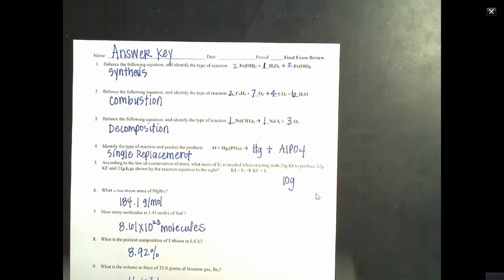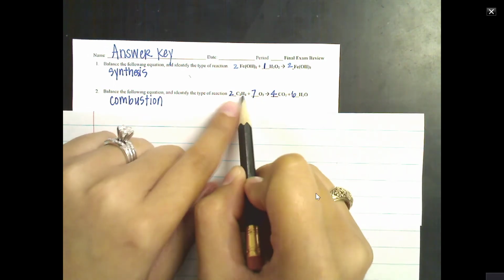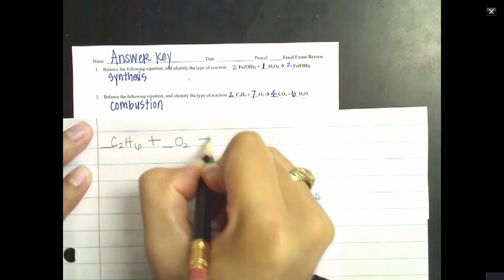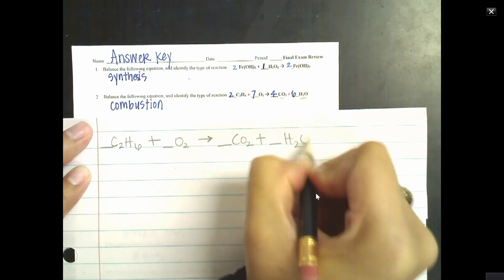Number 2. I called this a combustion reaction. That's because I have a carbon and hydrogen compound plus oxygen turning into carbon dioxide and water. Anytime you see that carbon dioxide and water, that's evidence of a combustion reaction. Now, how did we get these coefficients? C2H6 plus O2 turns into CO2 plus H2O.